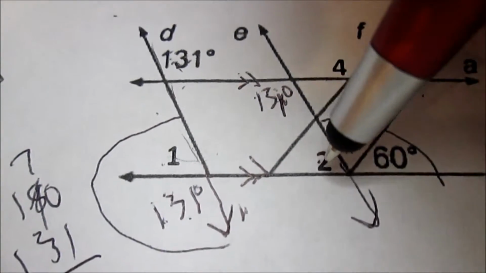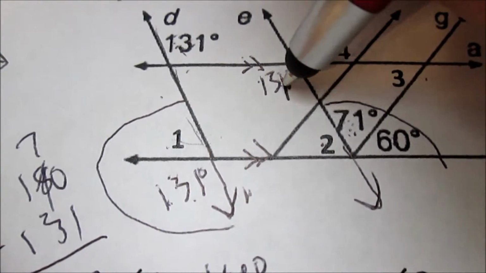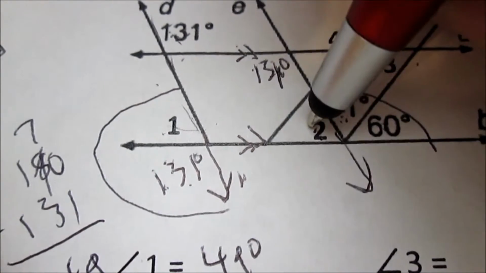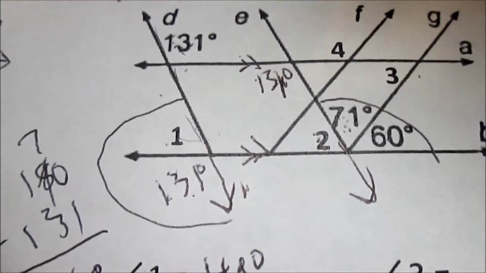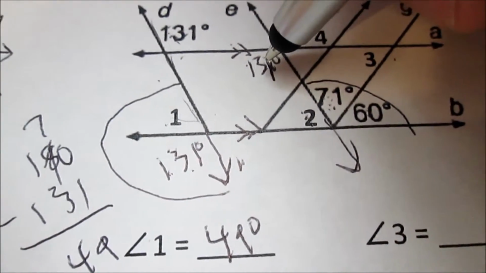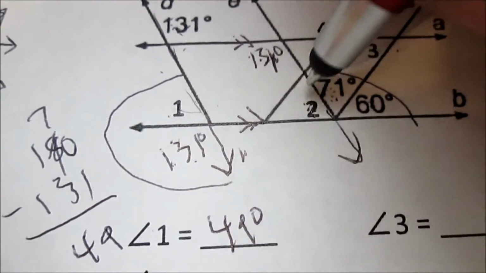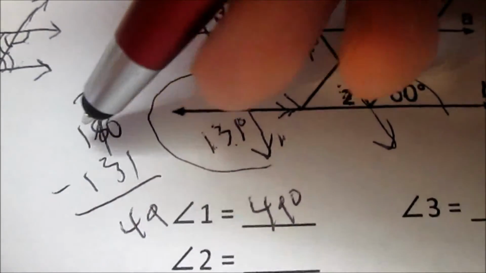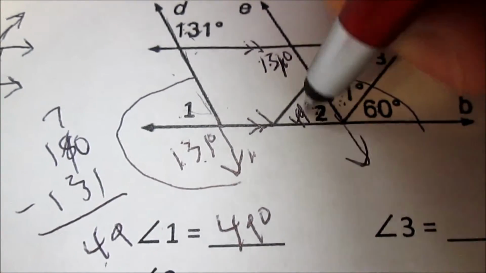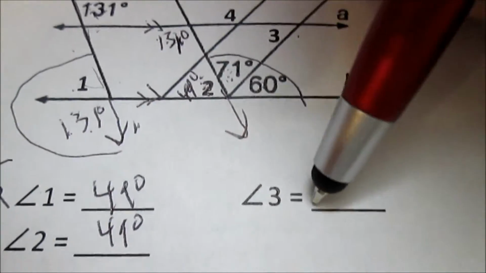Now to find angle 2, if the two angles are not alternating interior, but they're both interior and they're on the same side, they're going to be supplementary. That means they're going to be equal to 180. So 180 minus 131 is going to be angle 2 right here, whatever that measure is. And I already did 180 minus 131 over here, and I got 49 degrees. So angle 2 is also 49 degrees like angle 1 is.